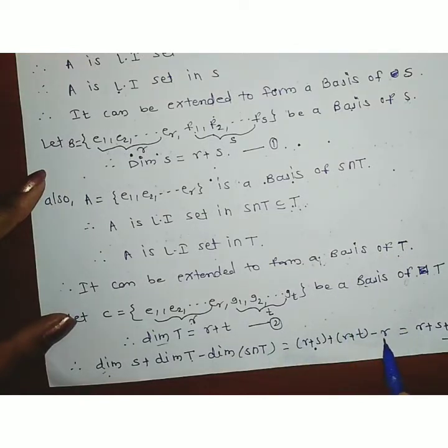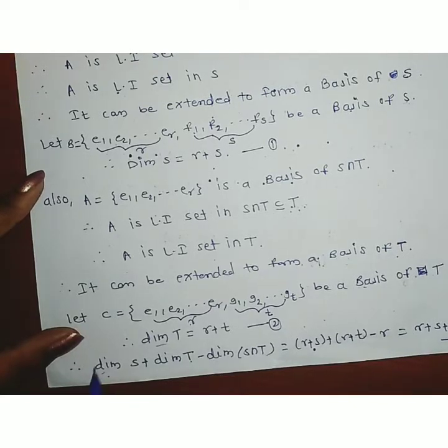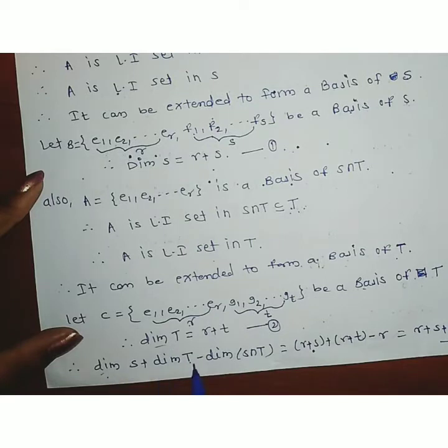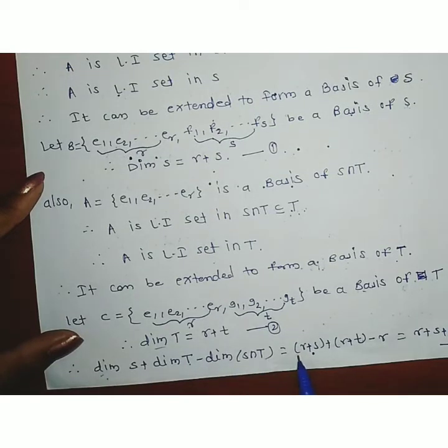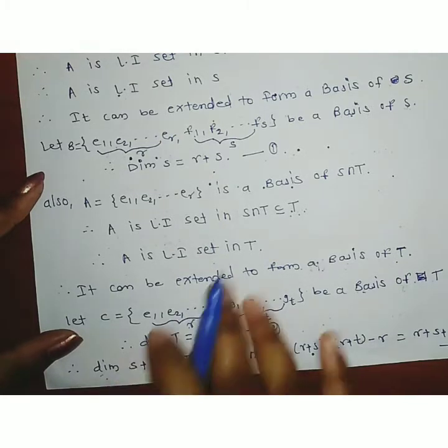So put here minus r, then take the subtraction. This is r plus r minus r, which is r plus s plus t. Therefore, consider this as equation third. Therefore, dimension of S plus dimension of T minus dimension of S intersection T is equal to r plus s plus t. Therefore this is equation third.